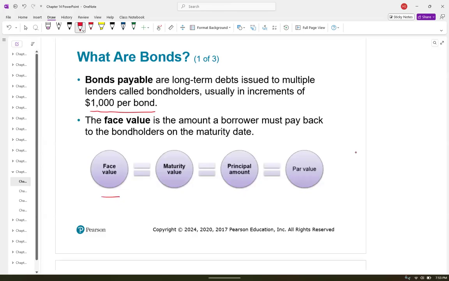So face value is what is printed on that bond. Okay. Sometimes it could be called the par value. Remember, we talked about par value in corporations, it's that legal amount of the capital. Well, the face of a bond could also be called par value. Okay. It could be called maturity value and it could be called principal amount. Okay. This is how much has to be paid back at the end of the bond's life.